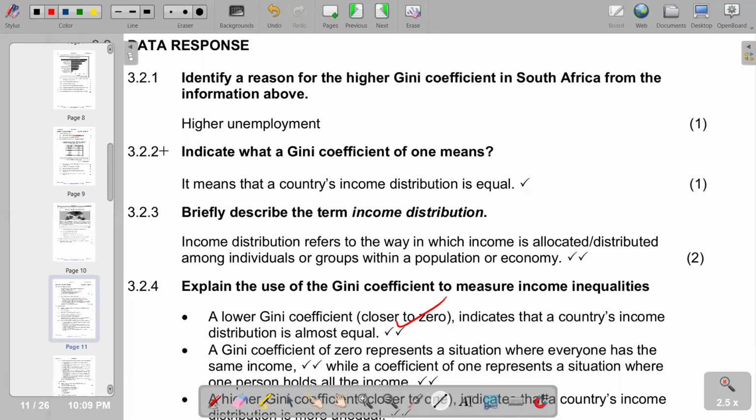So going back to 3.2.2, whereby they're saying indicate what a Gini coefficient of 1 means. The explanation that we have here is wrong. It's saying it means that the country's income distribution is equal, which is not correct. What it means when we have a Gini coefficient of 1 is that it represents perfect income or wealth inequality, where one individual possesses all the income and everyone else has nothing. So that's the representation of a Gini coefficient of 1. So we can correct that. With that, we move on to the next part that we have.